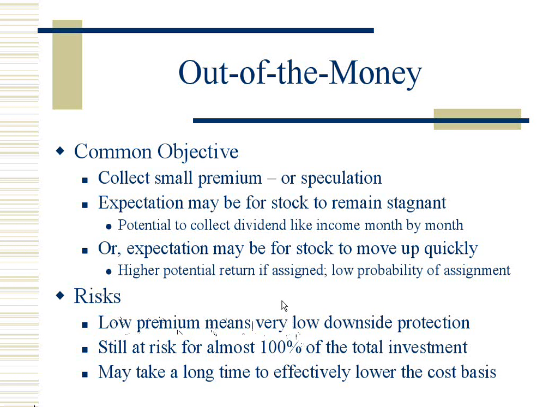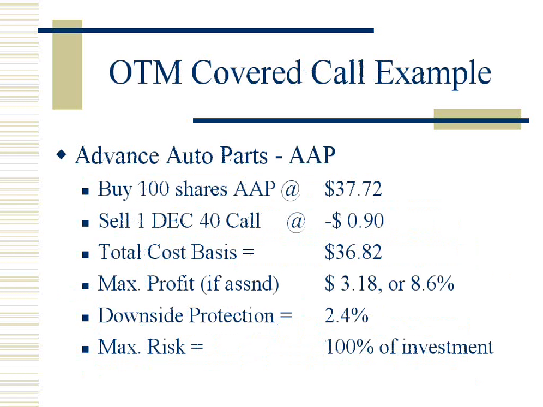And it may take a long time to really effectively lower our cost base if we're just collecting 40 or 50 cents on a month-by-month basis. Okay? One example, Advanced Auto Parts, currently trading at $37.72. We could sell the out-of-the-money December 40 call for about 90 cents. This would reduce our cost basis down to $36.82, about $1. It's not great, but it's not bad.